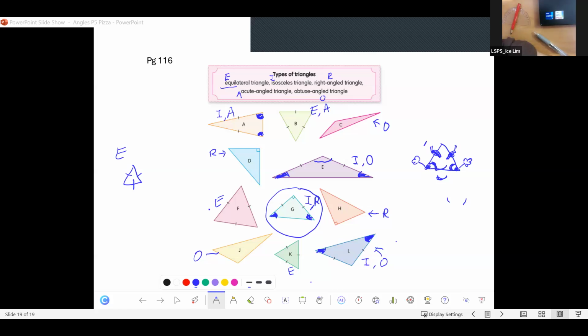F is what? Also acute. E is also acute. K, sorry. K is also acute. So some triangles have more names than the others. Have you written down everything? Yes, Aiden?